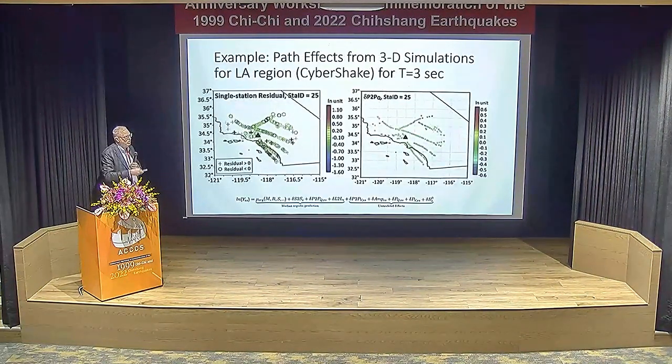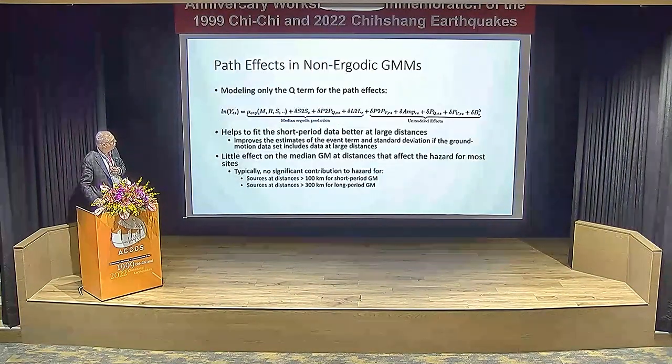This is an example using simulations from CyberShake. So for Los Angeles, here are ranges of path effects that they get. So the reds are, say, a factor of 2 higher, the blues are a factor of 2 lower. When we just model this with Q, we get no effect because we're at too short of a distance and at this long period of 3 seconds. So it's just not going to work.